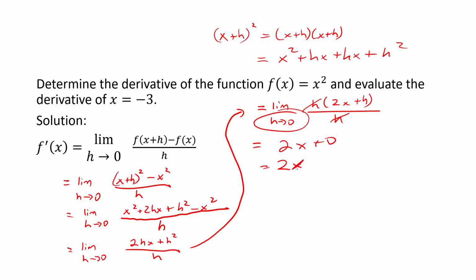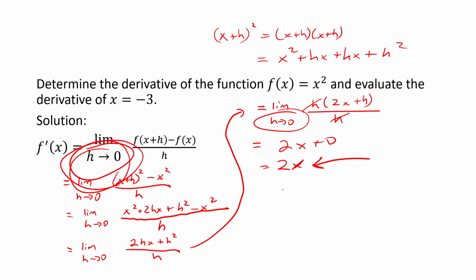Something that sometimes throws people for a loop when they're first used to this: your derivative formula is going to have x's still in it, because you're subbing in for h. You're subbing in the value of 0 for h. You're not subbing in anything for x. So don't be surprised if you have x's remaining in your derivative formula.